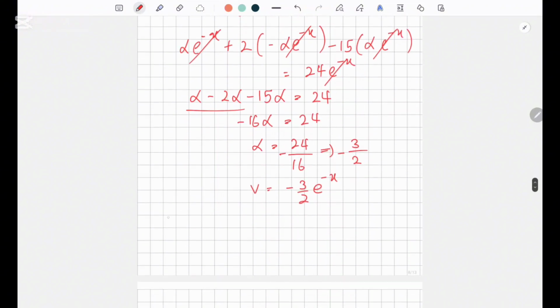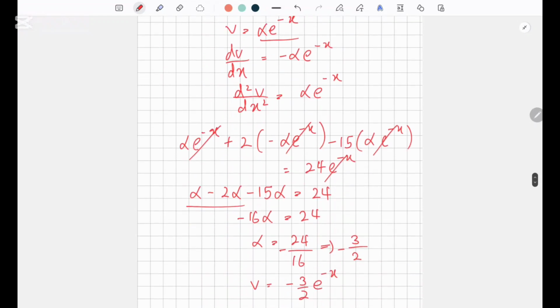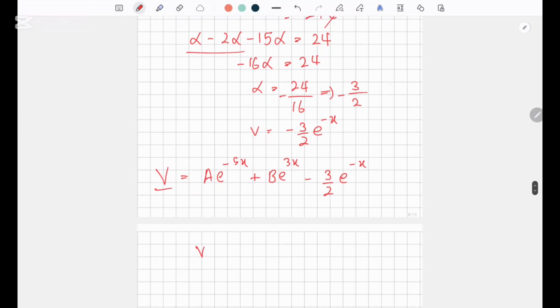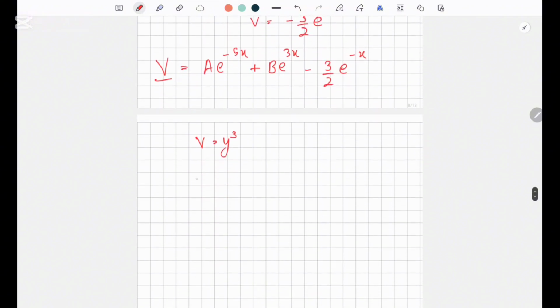So your final solution is v equals a e to the power minus 5x plus b e to the power 3x minus 3 over 2 e to the power minus x. There's one more thing you have to do. So it's v, right? But we had the substitution v equals y to the power 3, right? So you can put that back in. Y to the power 3 equals a e to the power minus 5x plus b e to the power 3x minus 3 over 2 e to the power minus x. This is your final answer.